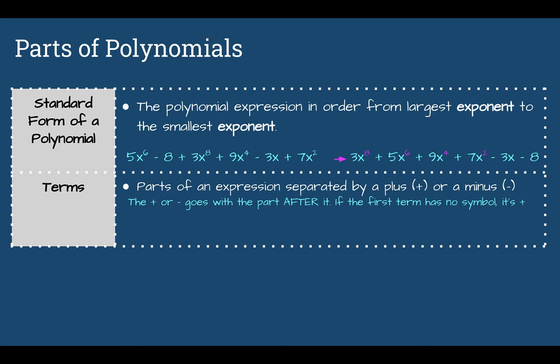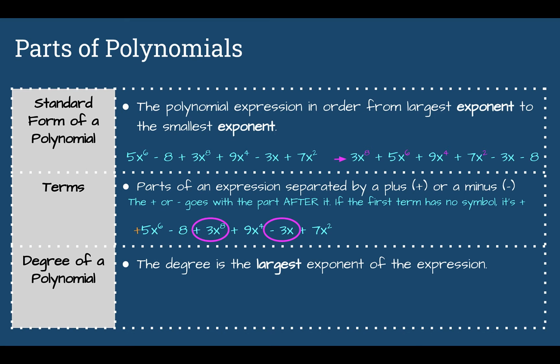And if the first term doesn't have any symbol, it's a plus. So if we look at the ones from above, there's no symbol out front, so there's a hidden plus sign there. It's positive 5x to the 6th power. Or if we pick out anything between it, so that 3x to the 8, that plus sign before it goes with it. So it's positive 3x to the 8. Or we have negative 3x. So wherever you see the sign, it goes with that term after it.